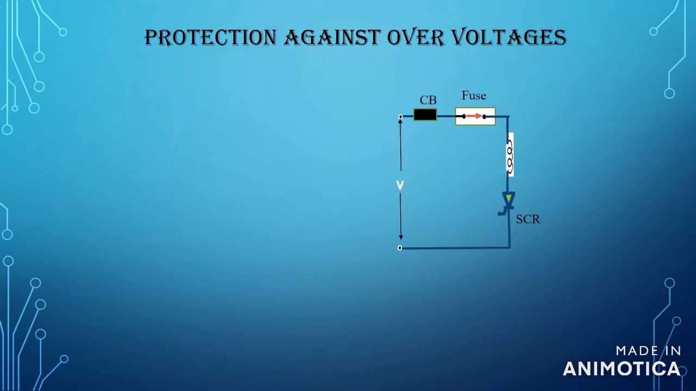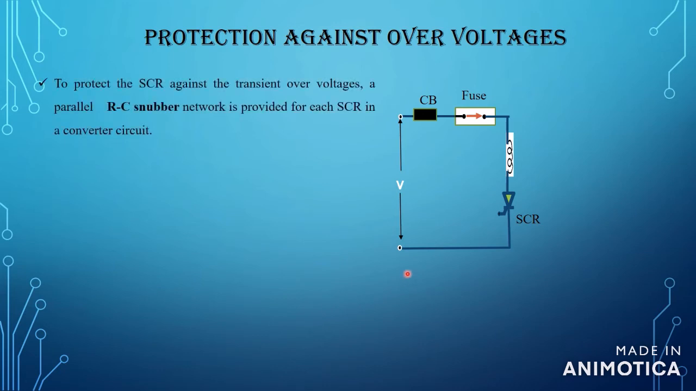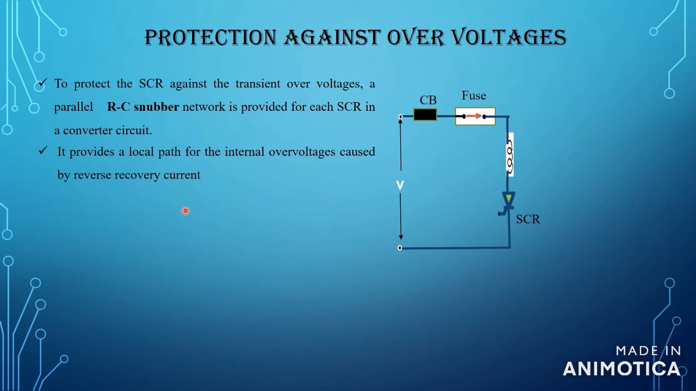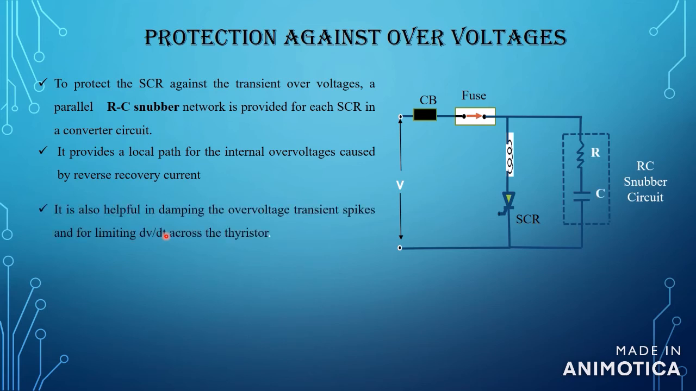So now we'll see the protection against over voltages. In order to protect the SCR against the over voltages, RC snubber network is mainly used. So this RC snubber network provides a path for the internal over voltage. Mainly it will suppress the internal over voltage caused by the reverse recovery current. So this is the connection for the RC network. This RC network is nothing but the snubber circuit which is connected in parallel with the SCR.